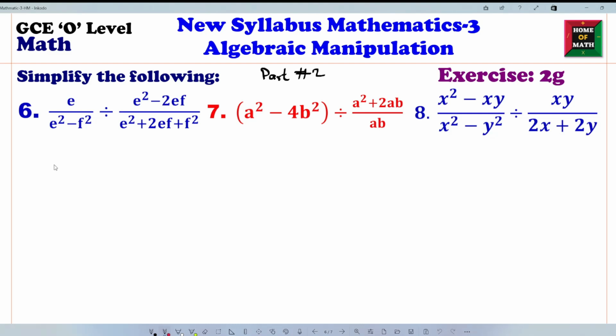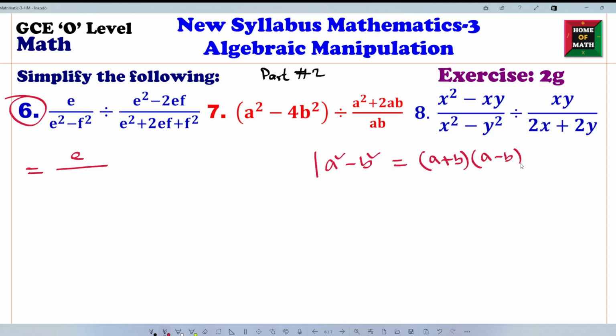Number 6. Here is e divided by (e square minus f square) divided by (e square minus 2ef) divided by (e square plus 2ef plus f square). So here we are working on 6. We can write this one as e divided by e square minus f square, which means a square minus b square. What does that mean? A square minus b square equals a plus b into a minus b. So we can write here e plus f times e minus f.